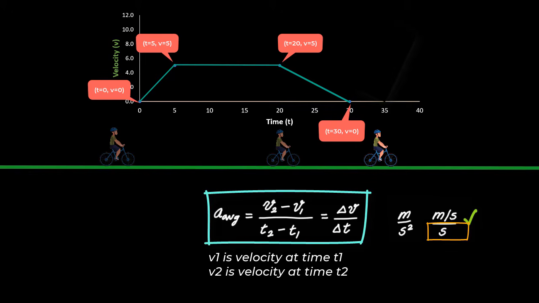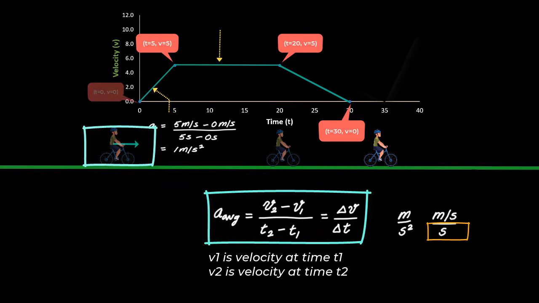Now let us calculate the acceleration in time interval t equal to 0 second to 5 second. So here average acceleration is v2 of 5 meters per second minus v1 of 0 meters per second by t2 at 5 seconds minus t1 at 0 seconds, which equals 1 meter per second square. And since it is positive, the direction of this acceleration is this.